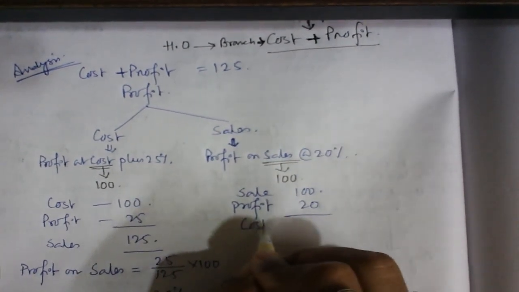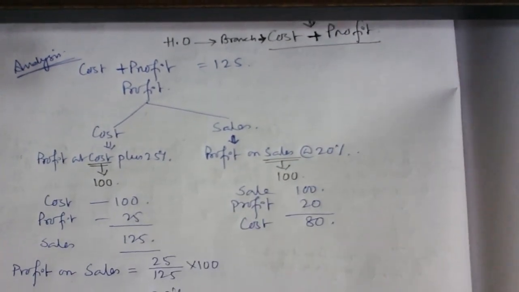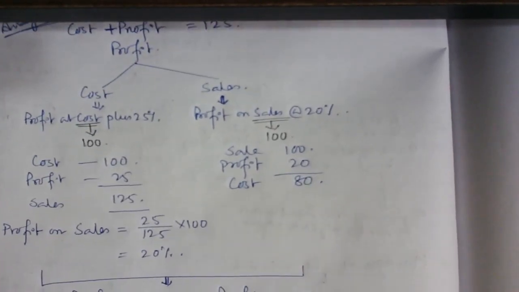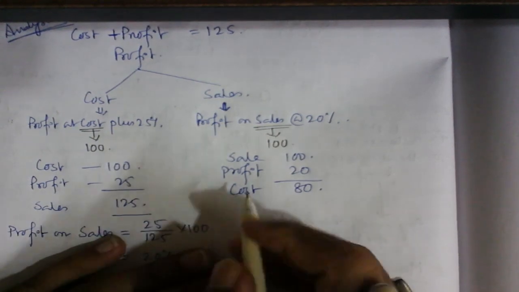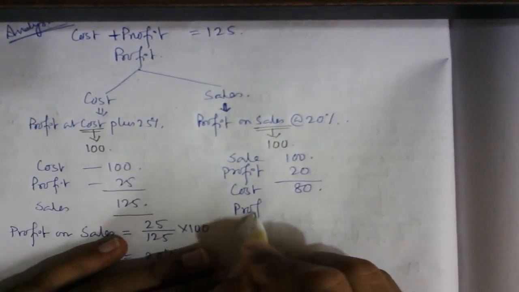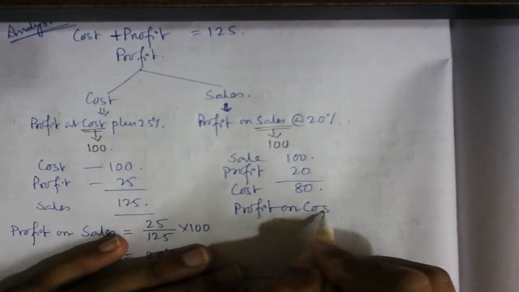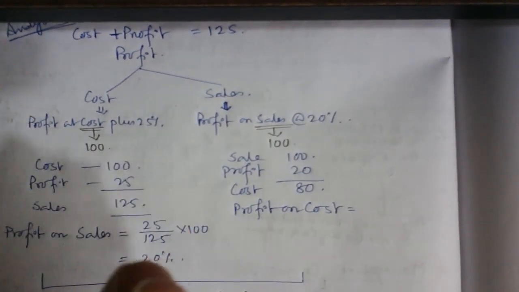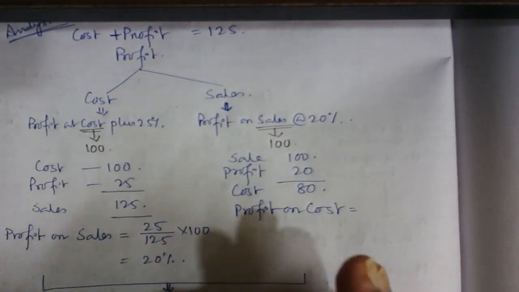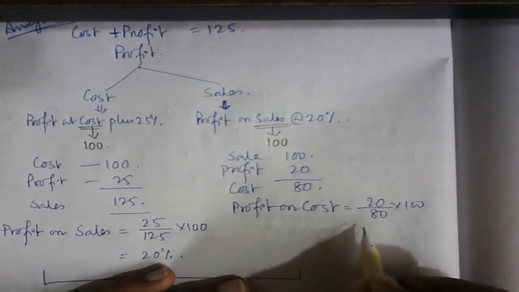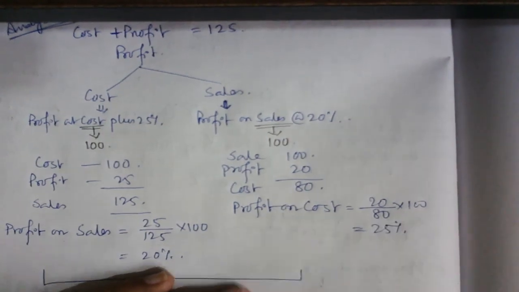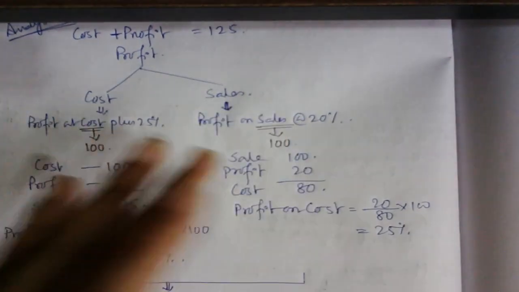Then what will be the cost? Definitely 80. Am I correct? If sale is 100, then profit will be 20 and then cost definitely will be 80. Okay guys, clear? Now if I want to calculate the profit on cost, the same approach we are going to follow. The profit should be calculated based on the cost. So cost will be in the denominator and profit will be in the numerator. So 20 by 80 into 100 is 25%.